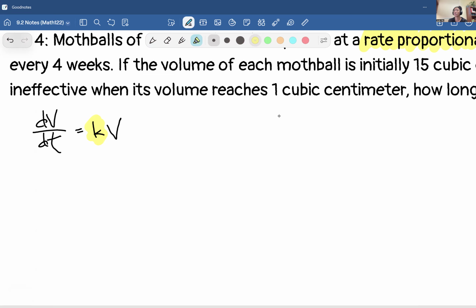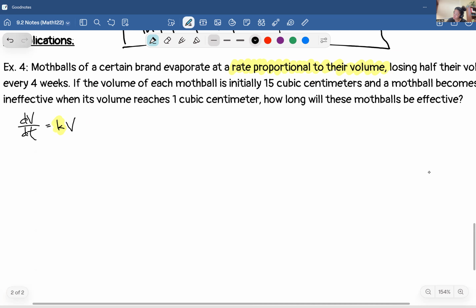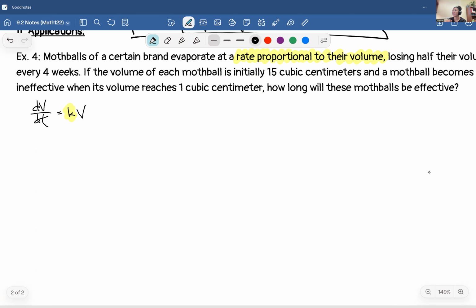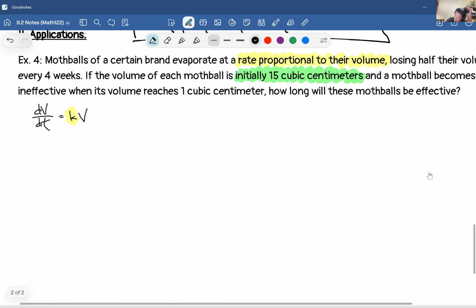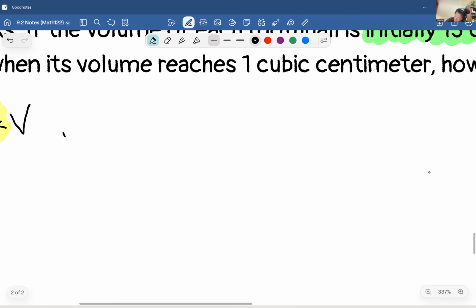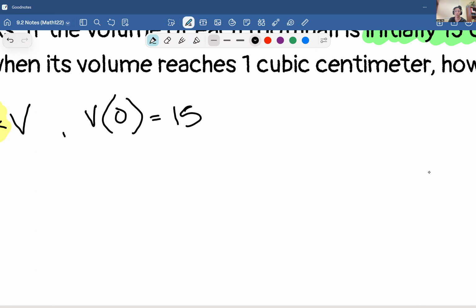In order to solve this question, we need to find out what k is, and we're going to do that by integrating so we can find this particular function. But they also give us other pieces of information that we should write down now, because they will help us find the k value at the end of the day. It tells us that the volume of each mothball is initially 15 cubic centimeters, and what that means is that our volume at time zero is 15 cubic centimeters.